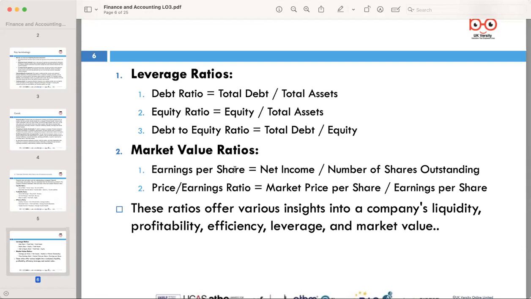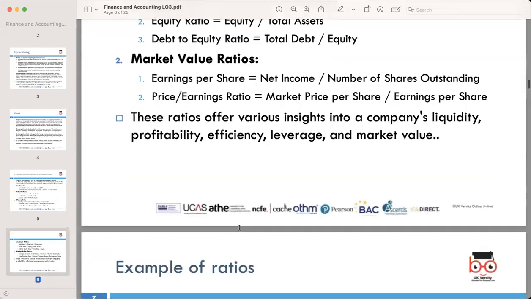Next one is the price earnings ratio. The price earnings ratio is another important ratio. It compares the market price per share to earnings per share. This ratio is widely used by investors to assess the valuation of a company's stock. It gives us an idea of how much investors are willing to pay for each dollar of earnings. So these ratios offer various insights into a company's liquidity, profitability, efficiency, leverage, and market value.